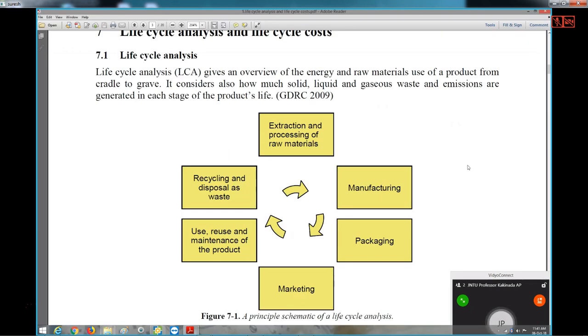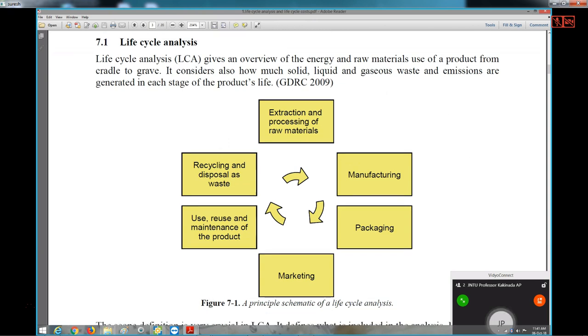Now coming back to this life cycle analysis, here we are seeing the life cycle costing analysis we are handling. This is just preliminary information.